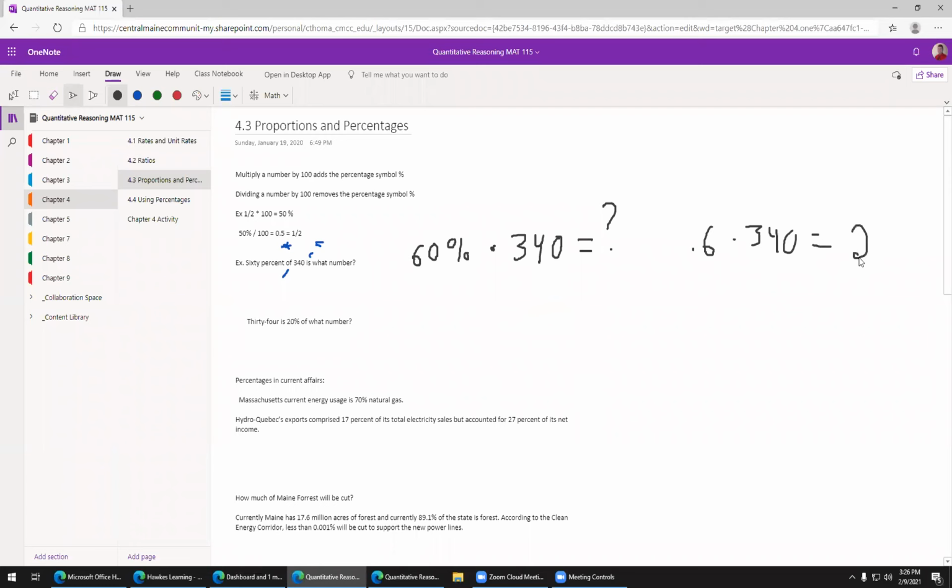And I get 204. And so again, do you have to solve it this way? No, right? But if you understand what the words are telling you, then it makes it a little bit better.